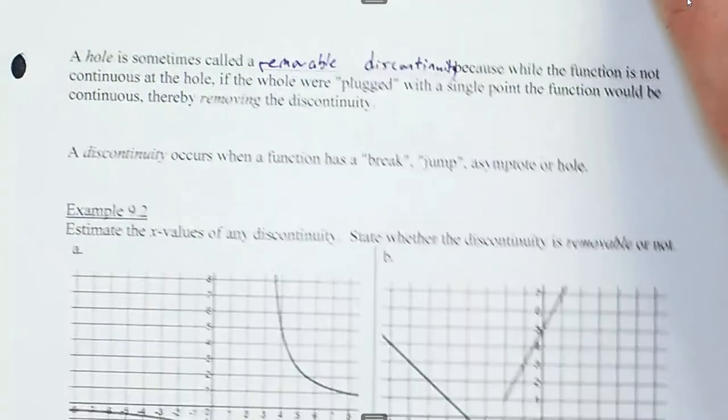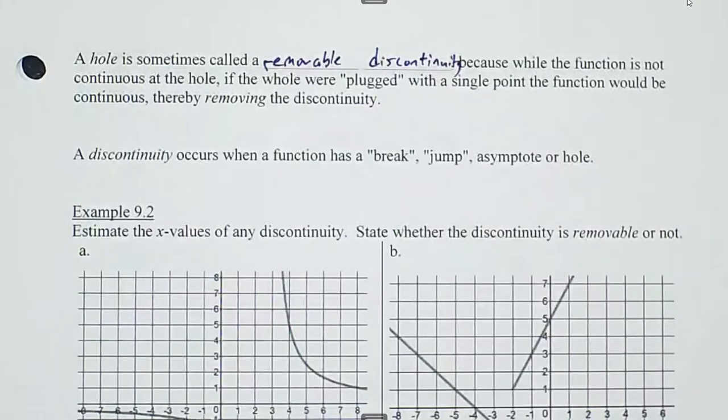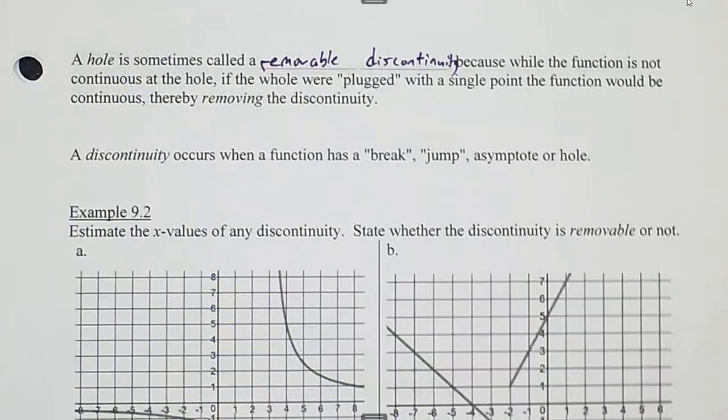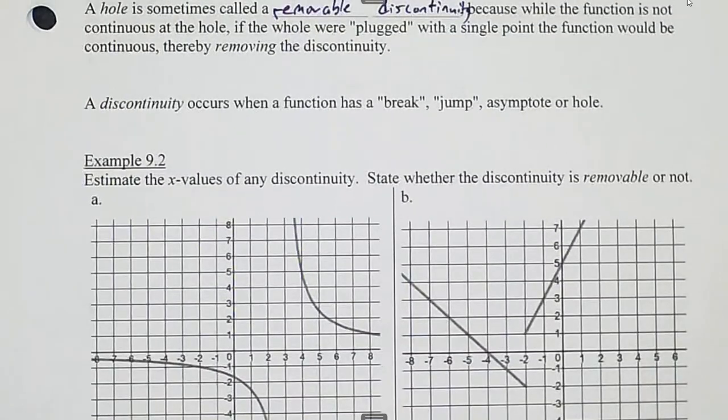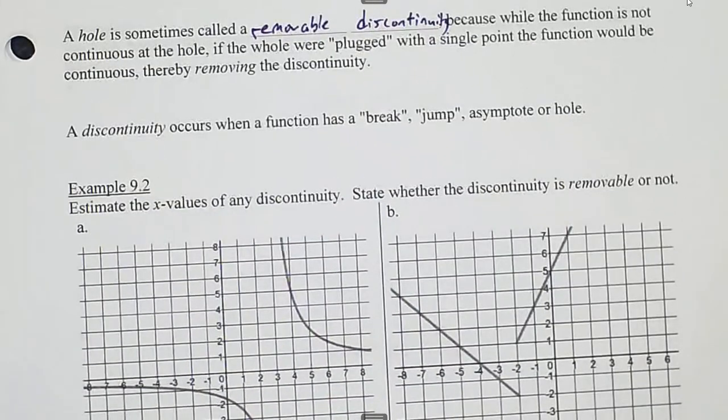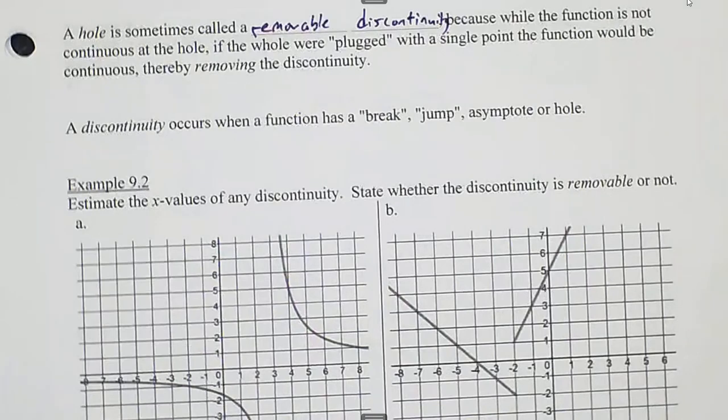Because while the function is not continuous at the hole, if the hole were plugged with a single point, the function would be continuous, thereby removing the discontinuity. I don't know how much y'all have talked about discontinuity. It used to be talked about a lot in Algebra 1, not so much anymore. It is really an important concept in a calculus class.